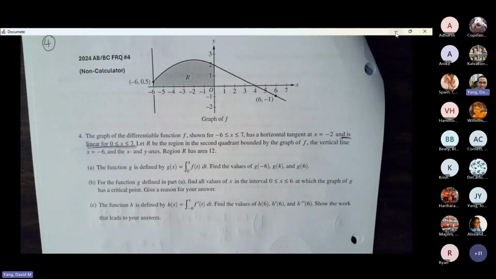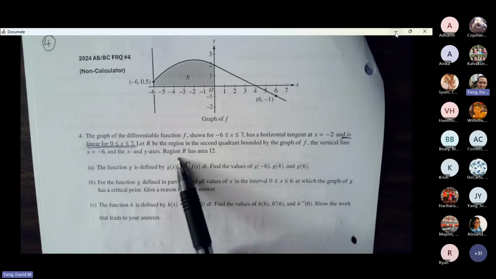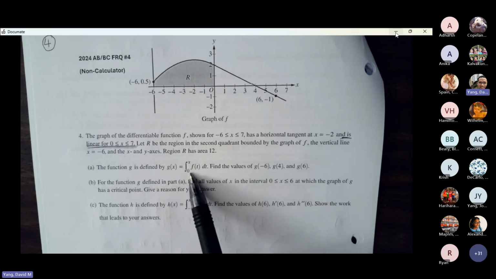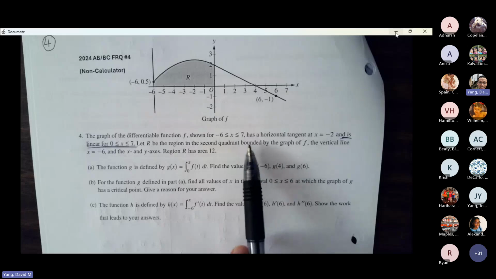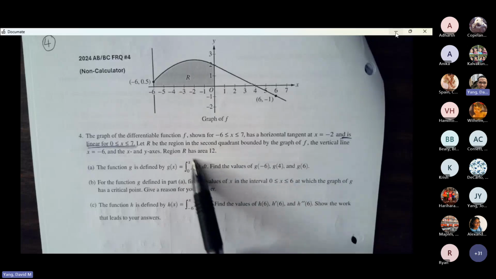The function g is defined by g of x is the definite integral from 0 to x of f of t dt. Find the value of g of -6, g of 4, and g of 6. So if they give you a definite integral definition, there's no final equals initial plus displacement. They're not giving you an anchor point, so you just plug directly into your formula.